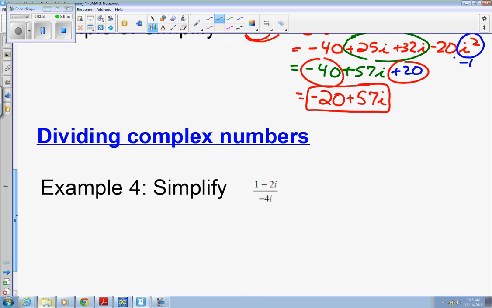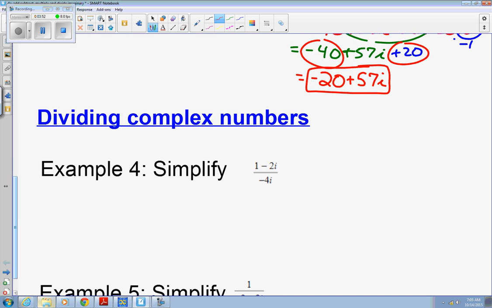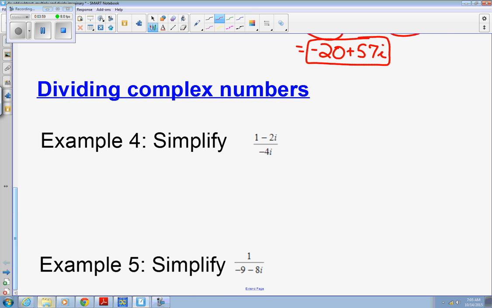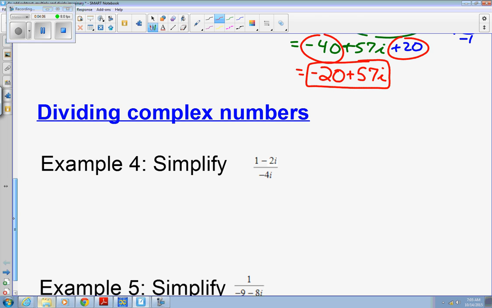With division, we have two different types of division. We have, in example 4, a monomial, one term in the denominator. In example 5, we have a binomial in the denominator, so we have to treat them differently. So here, this is a monomial, one term. There's an i in the denominator. You cannot have an imaginary number in the denominator to be simplified. So you cannot have imaginary in the denominator.